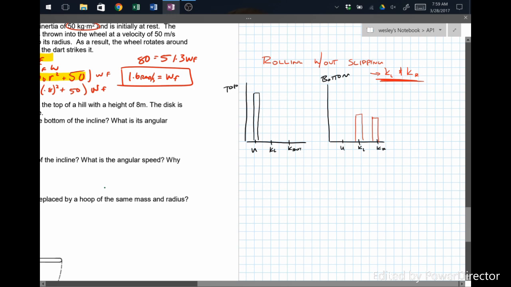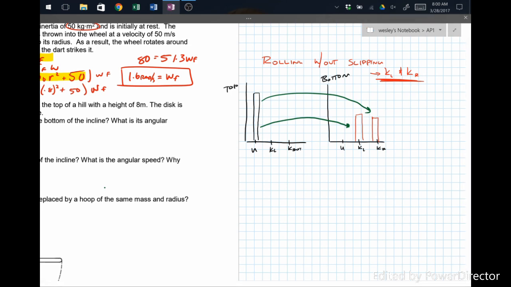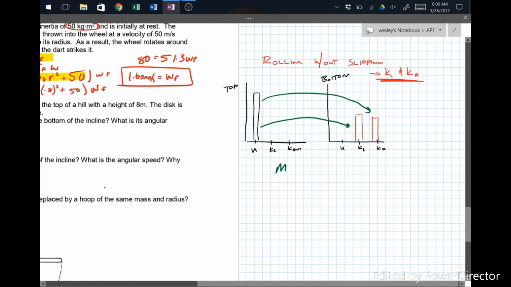So, for this situation, what's going on is that we have weight, or gravity, turning potential energy into linear translational energy. And then we have friction, turning some of that potential energy into rotational kinetic energy. So we get mgh, our potential energy, is equal to 1/2 mv squared plus 1/2 I omega squared.